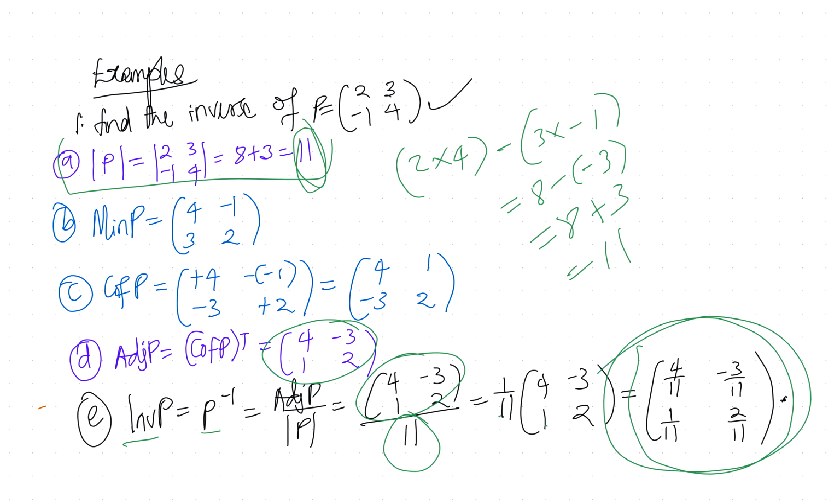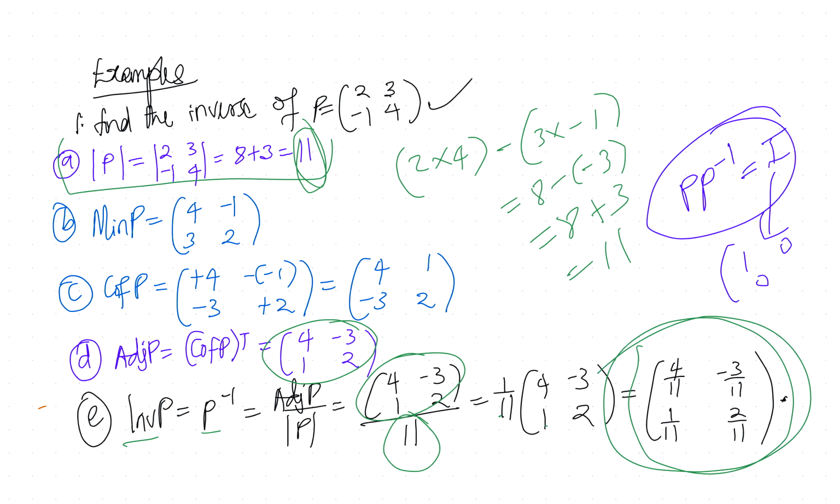Of course, how do you know that your inverse is correct? To check if your inverse is correct, all you need to do is multiply the original matrix P and the inverse of P. If you do that, the answer must be equal to the unit matrix. Of course, the unit matrix, if you remember when we talked about types of matrices, for a 2 by 2 matrix is 1, 0, 0, 1.